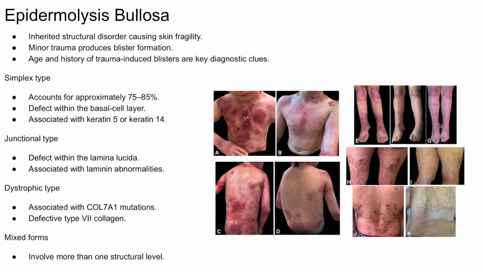Junctional epidermolysis bullosa separates within the basement membrane zone and may involve proteins such as laminin 332 or collagen 17. Dystrophic epidermolysis bullosa results from COL7A1 mutations and defective type 7 collagen, disrupting anchoring fibrils below the basement membrane. Because the split is deeper, dystrophic disease is more likely to cause scarring, milia, contractures, and significant chronic complications.